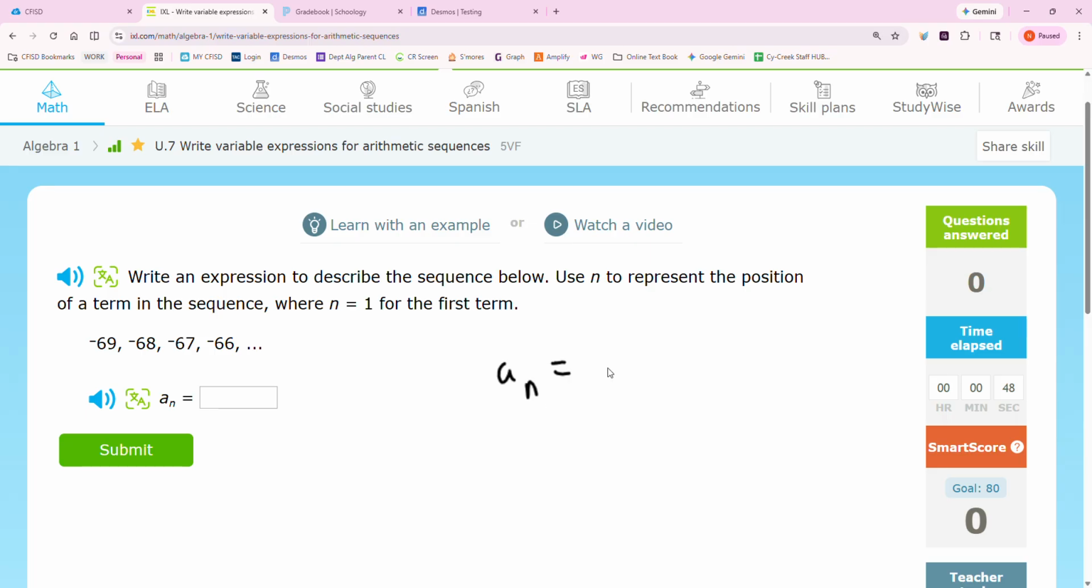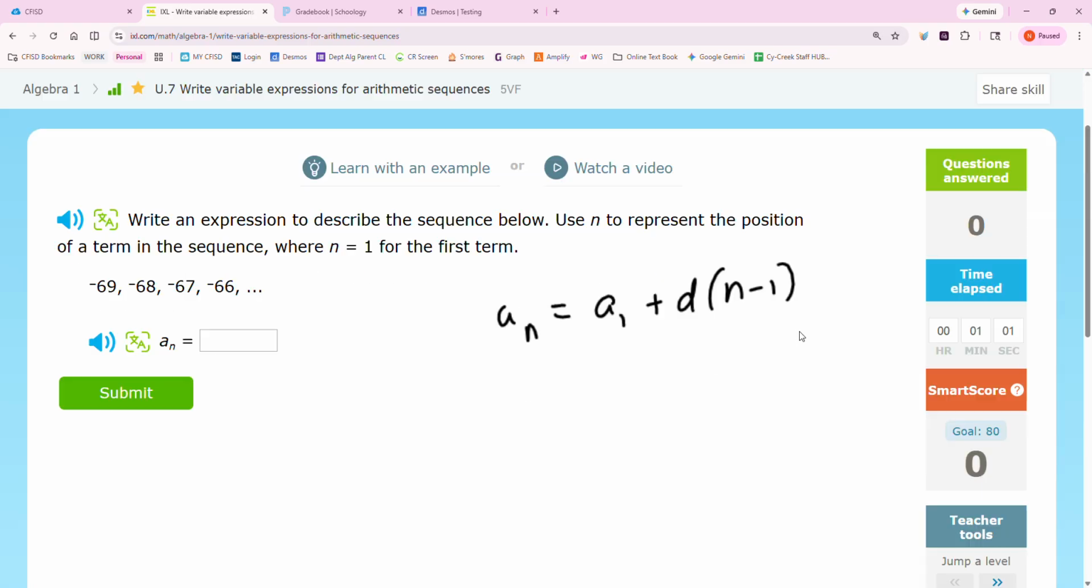When you're writing the explicit formula, you're going to take the first term in the sequence, and then you're going to add the common difference times n minus 1. So, for example, in this sequence right here, the first term is negative 69. Let me write that down, that's our first term in the sequence, negative 69. Now, let's find our common difference.